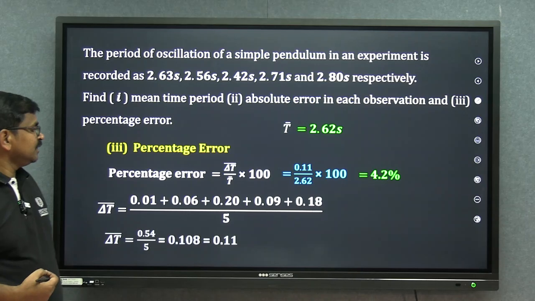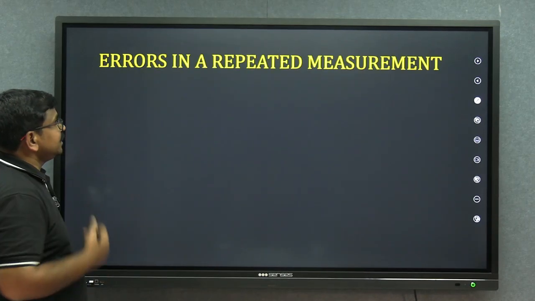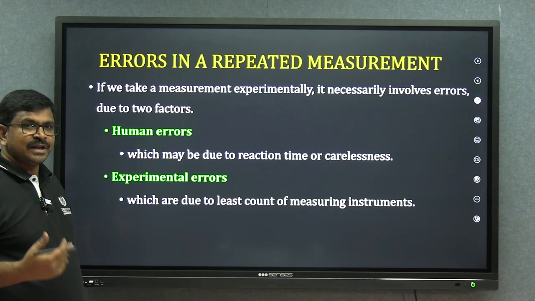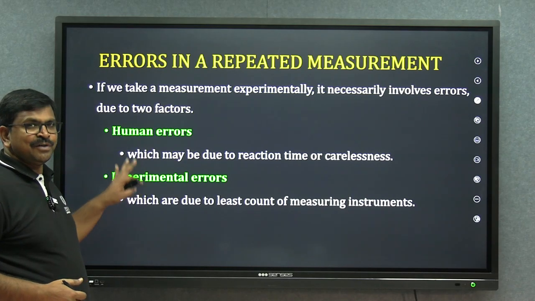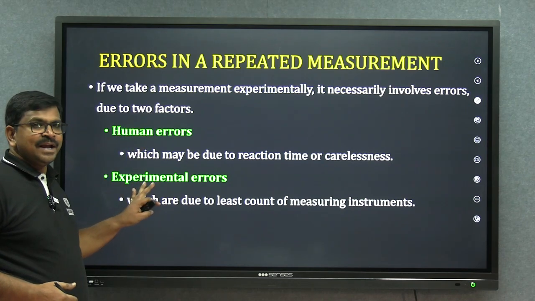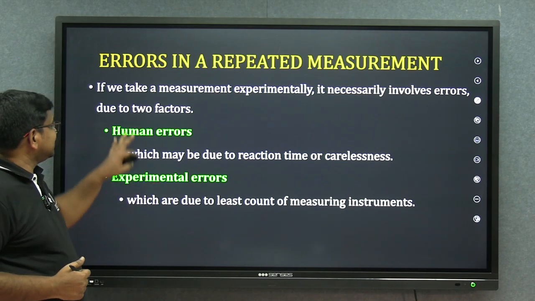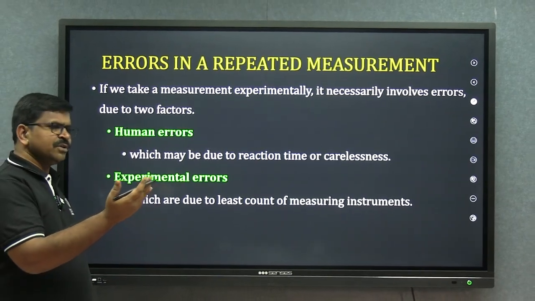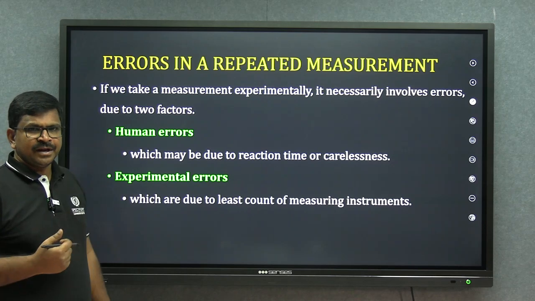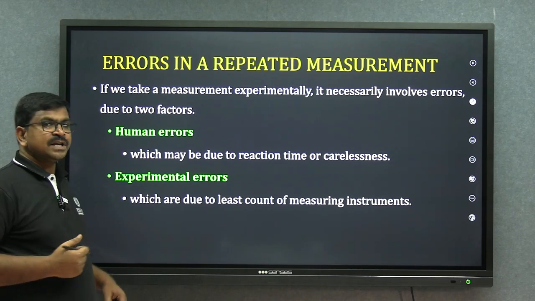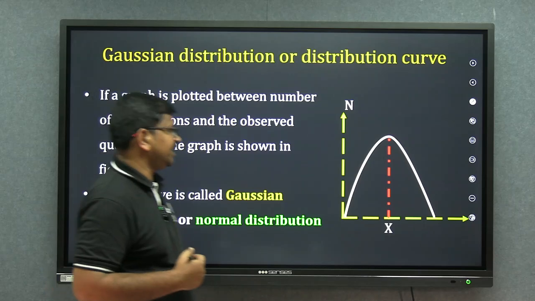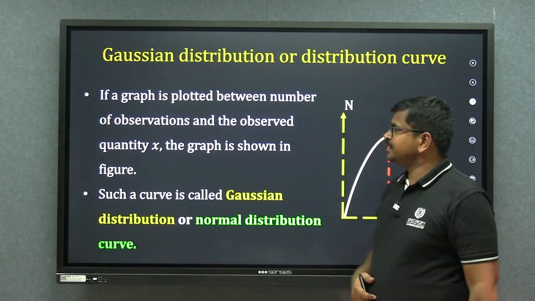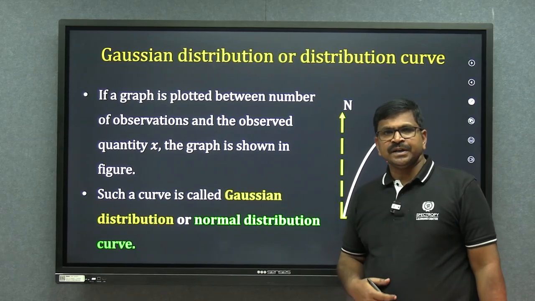Now, next, errors in a repeated measurement. Suppose in repeated measurement, the errors will be in two ways. One way will be human error, another way will be instrumental error. This is human error by carelessness, or while taking the measurement you might be looking in a different direction. But experimental errors or instrumental errors are due to the fault in the instrument. And second, to estimate the error in a proper way, there is a mathematical technique by Gaussian distribution curve.